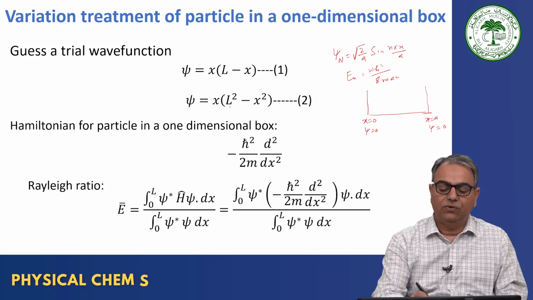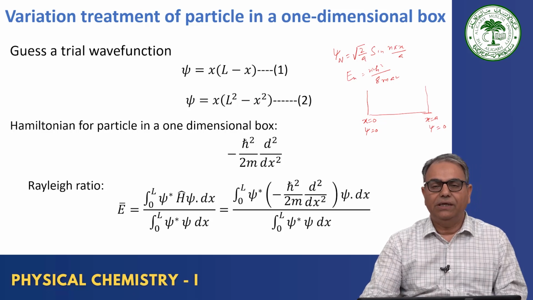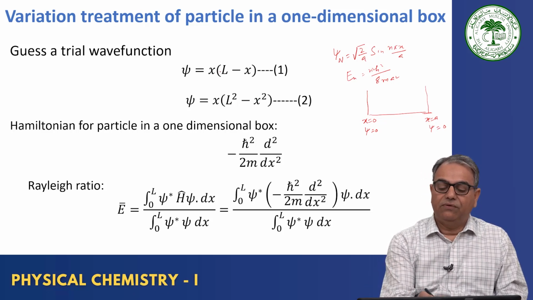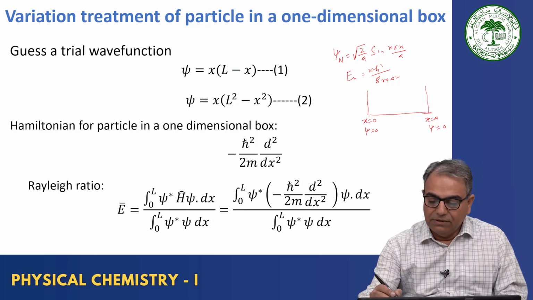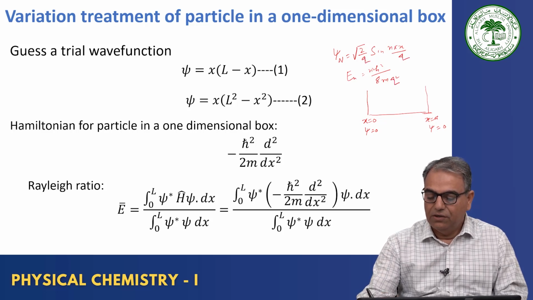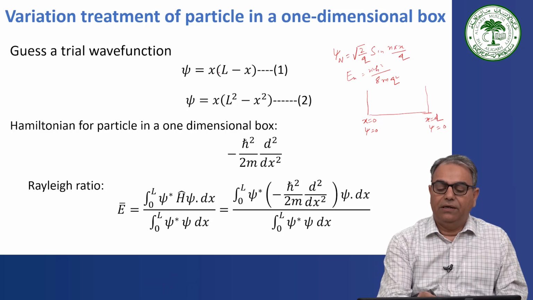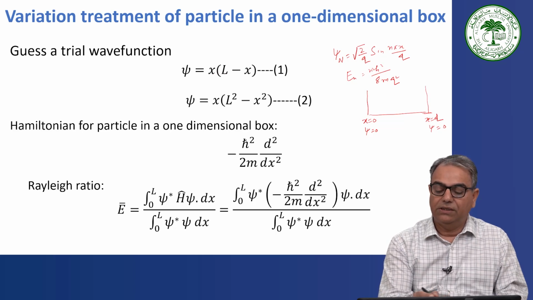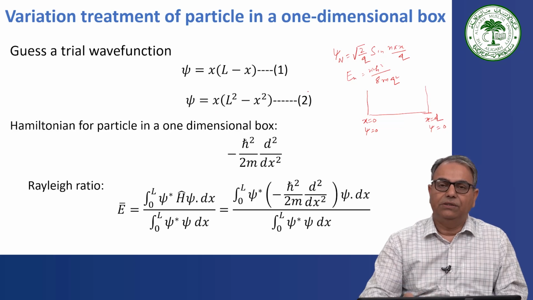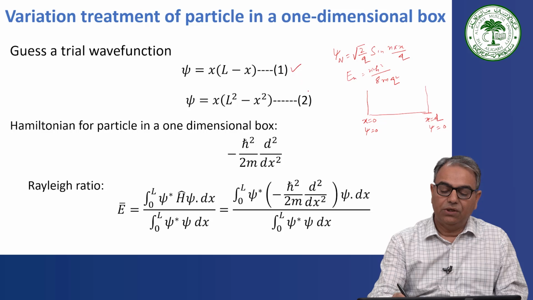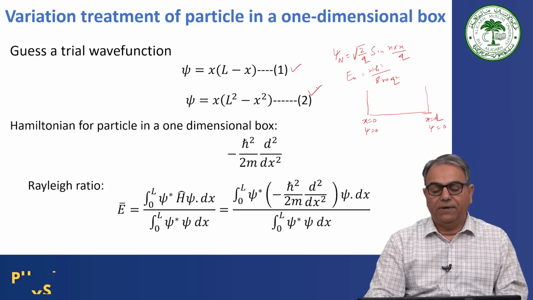and another is x into L square minus x square. If you look at this, at x is equal to 0, function 1 will be 0, and at x is equal to L also the function will be 0. Since I have written L, instead of a you write L. So x is equal to L minus L, so it will be 0. And if you look at function number 2, this also follows the boundary condition. At x is equal to 0, function 2 is 0, and at x is equal to L also, the function is 0. So both equation 1 and equation 2 could be trial functions for a particle in a one-dimensional box.